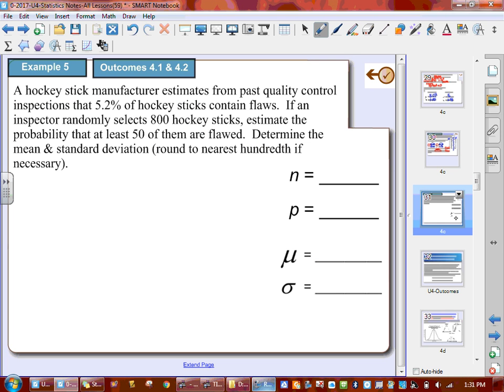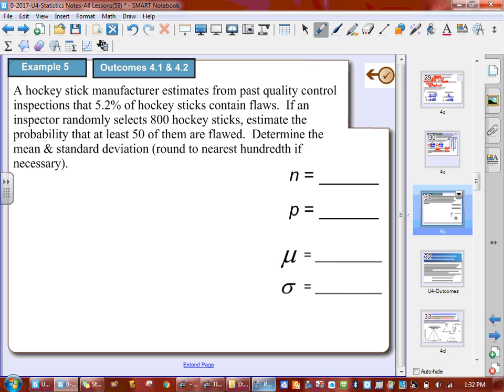The next one, hockey stick manufacturer. Last example here. Estimates from a past quality control inspection say that 5.2% of those sticks contain flaws. If an inspector randomly selects 800 sticks, what is the probability that at least 50 of them are flawed? Well, the first thing we've got to do is figure out what we're going to do with the hockey stick info.